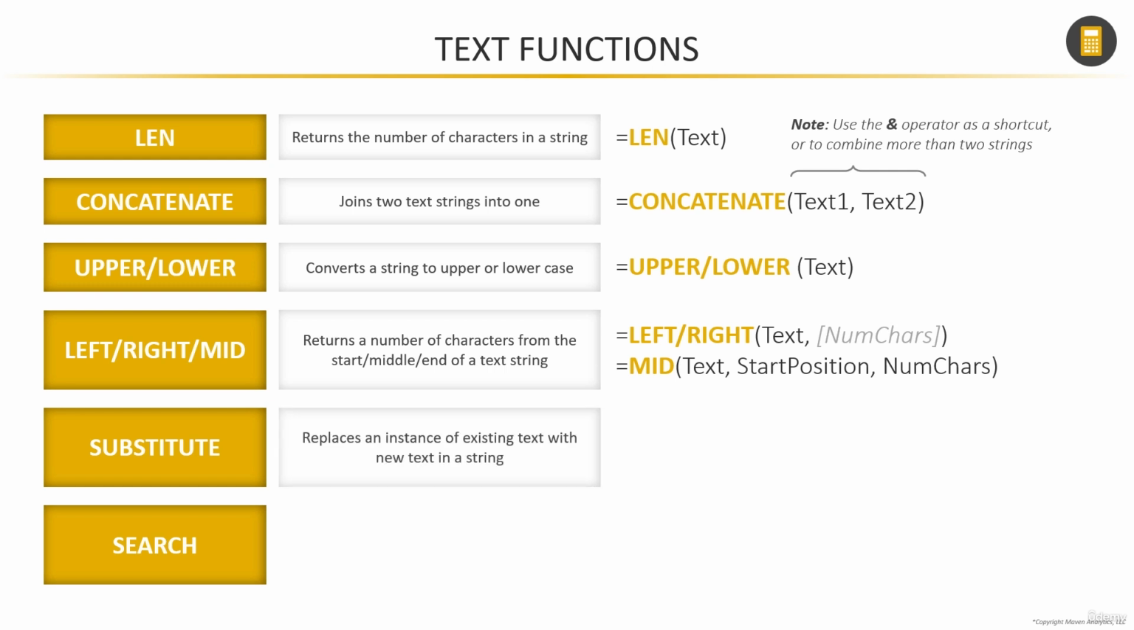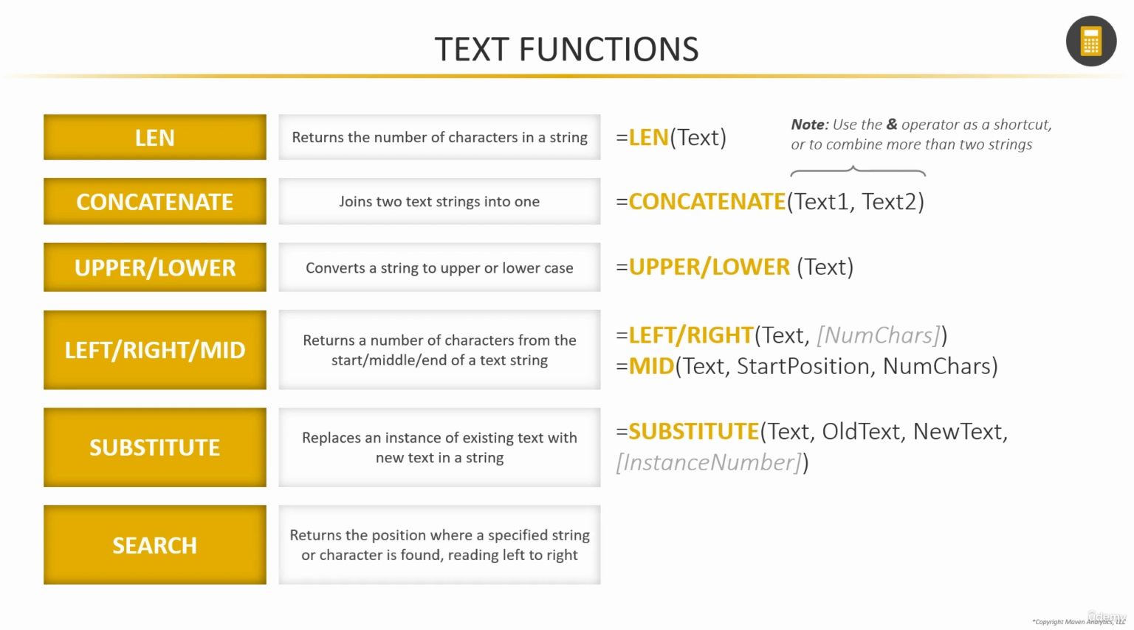Next is substitute, and this one's pretty fun. You can replace an instance of existing text with any new text that you choose within a string. So this one has a few more arguments here. You start by pointing to a text column. You indicate the old text or the text that currently exists within that string. And then the new text is what you want to replace that with. And then you have this fourth optional argument for instance number, where you can tell Power BI, I want to substitute my underscores with a dash, but I want to skip the first one. In that case, you can specifically target only the second underscore or the third or the fourth. So a lot of flexibility with that substitute function.